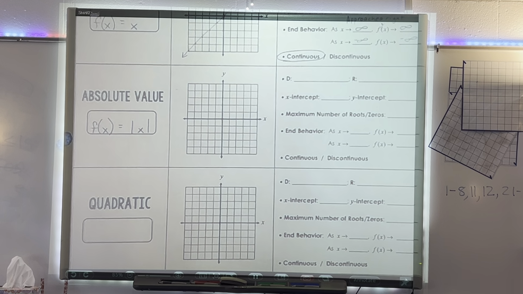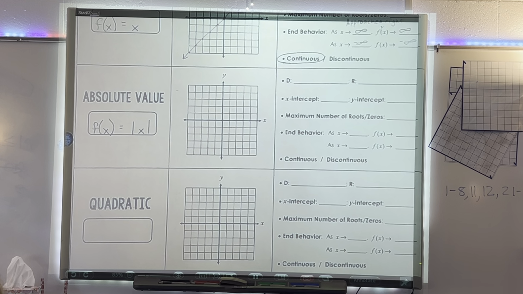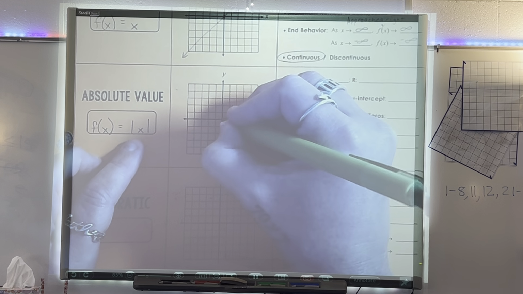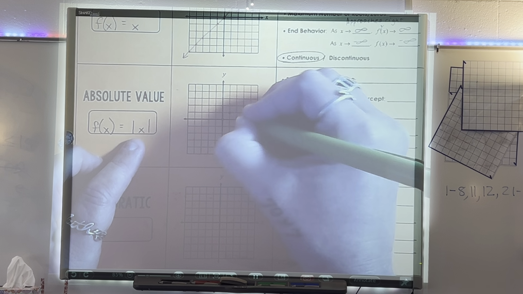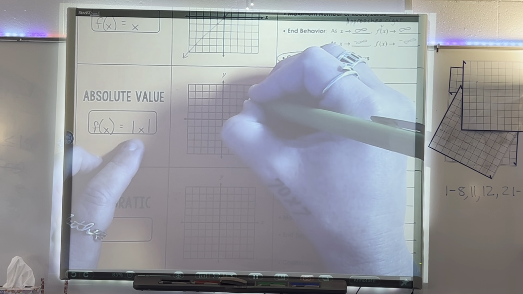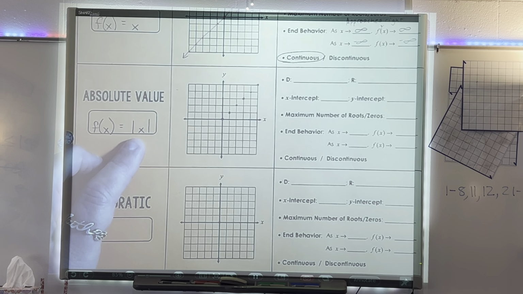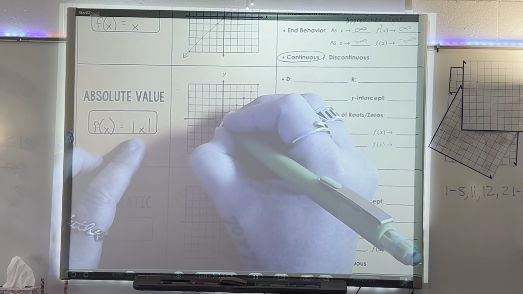If we choose numbers for x, we're going to start with 0. If I choose 0, the absolute value of 0 is still 0. If I choose 1, the absolute value of 1 is 1. Absolute value of 2 is 2. 3 is 3. 4 is 4. 5 is 5, right? Everybody good there? I go on the other side of that and I choose negative one, the absolute value of negative one is what?